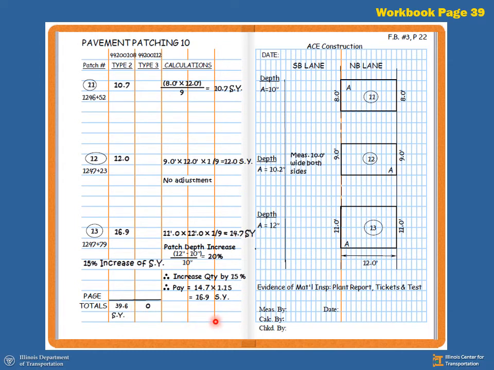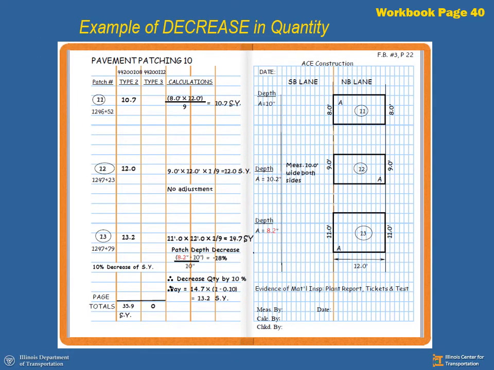All right. On workbook page 40, we have an example of when the thickness decreases and we have a decrease in quantity. Here we have the same numbers that you had in your problem. However, the last patch, instead of being deeper, 12 inches, it is now thinner. It is 8.2 inches for my depth check.